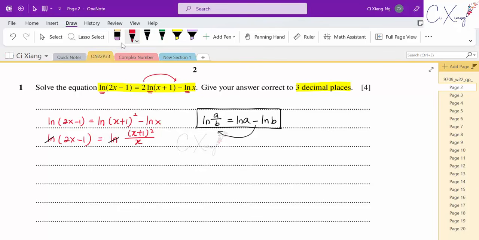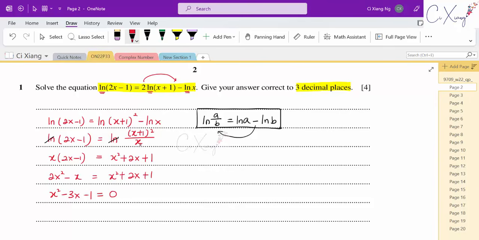And when we cancel off the ln, we will have this equation where I bring up the x here to multiply, then 2x minus 1, and after that I expand the bracket on top with the square. So I have x squared plus 2x plus 1. Then for the left hand side, this is what I have now. If I simplify my whole equation to one side, I will get x squared minus 3x minus 1 equals 0. So very obvious, this is actually a quadratic equation.